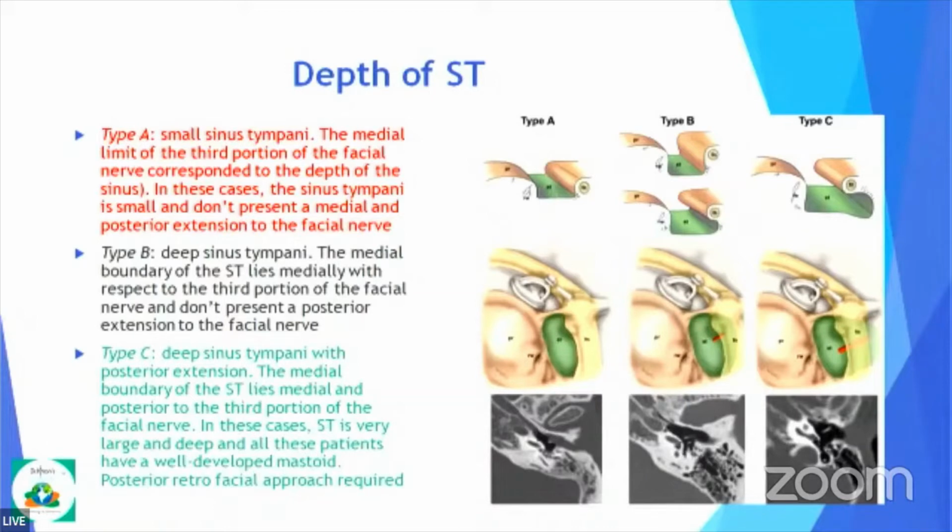What you can see, the first picture shows the classical one, type A. Is the arrow seen over there? In the second one, it is medial, and over here you can see it goes much posterior to the facial nerve.